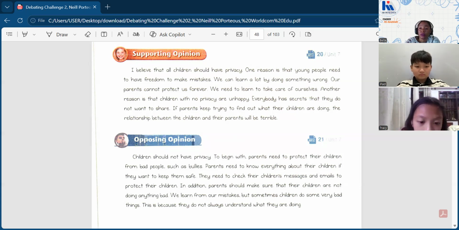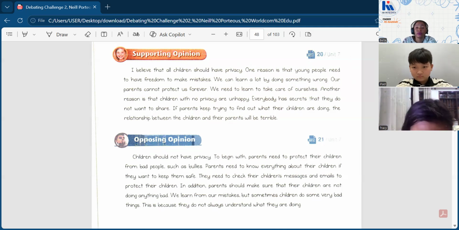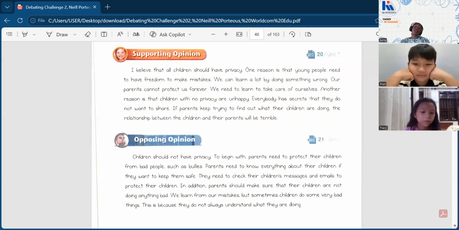Another reason is that children with no privacy are unhappy. Everybody has secrets that they do not want to share. If parents keep trying to find out what their children are doing, the relationship between the children and their parents will be terrible. Okay, that's good. Now, Tracy, please read and please explain what you understand from what you just read.